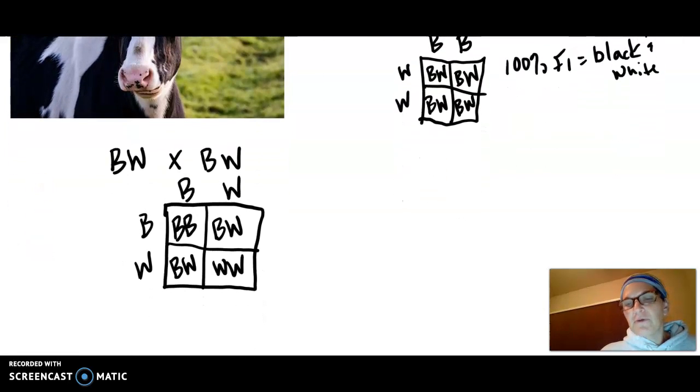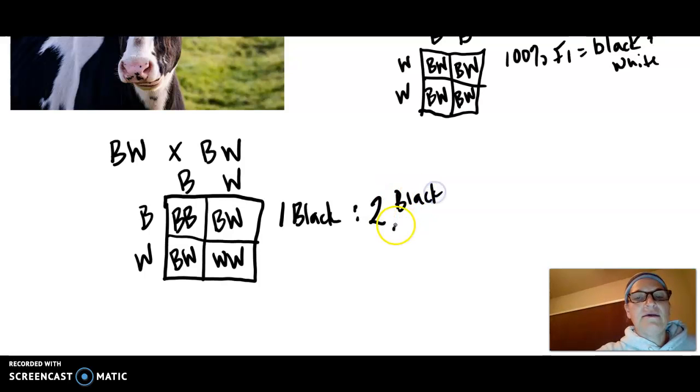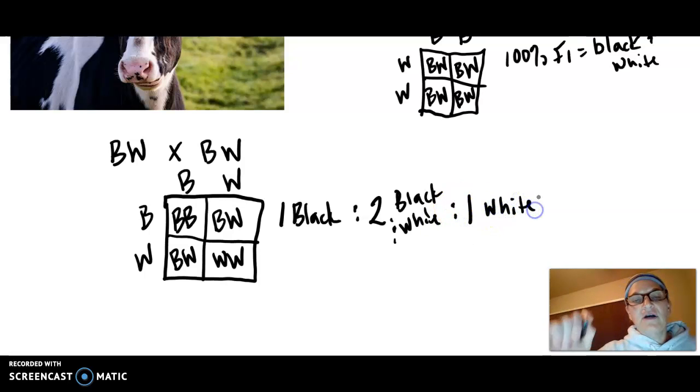They actually can produce offspring in a ratio of 1 black to 2 black and white to 1 all white offspring. And so black and white cattle, when they mate, they actually can produce all white offspring, and they can actually produce all black offspring as well. Hope this helps.